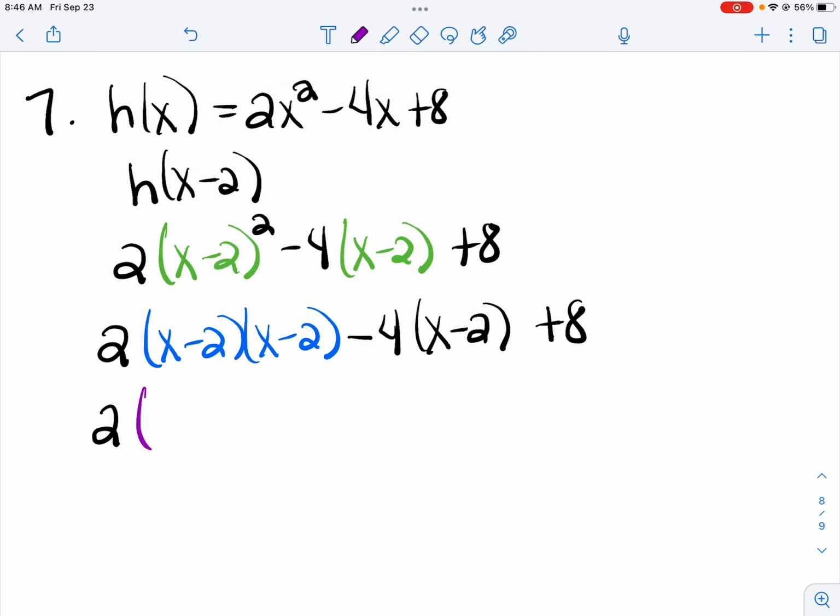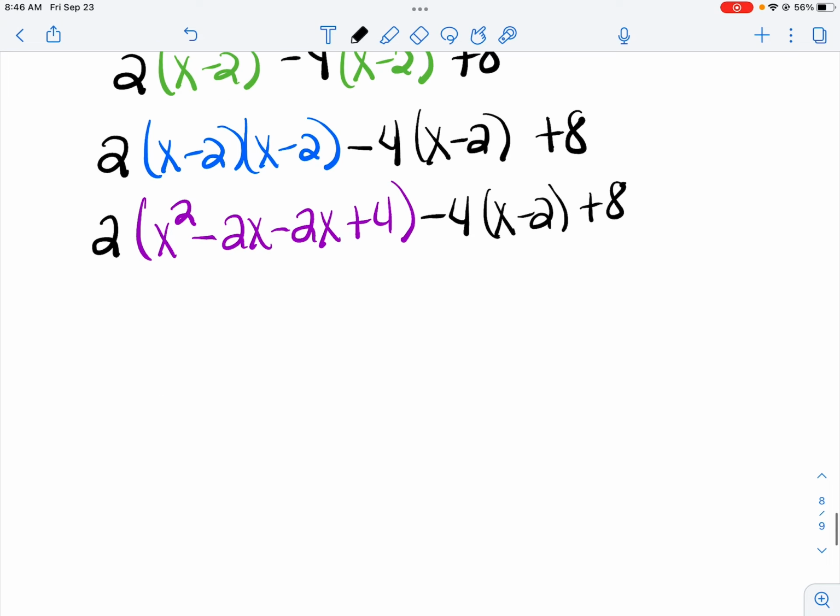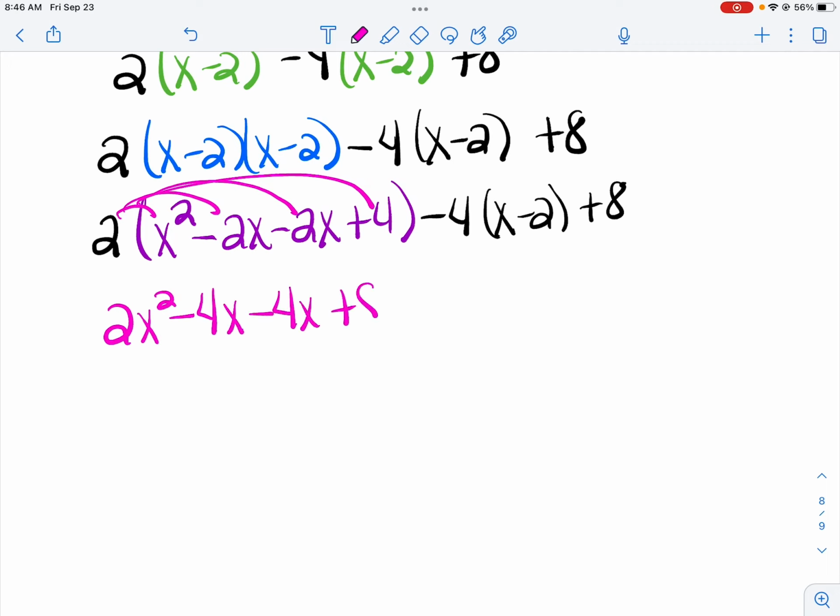Use FOIL to multiply. So the first term is x squared. The outer is minus 2x. The inner is minus 2x. And the last is a plus 4. And bring down the rest of the expression. And now I'm ready to distribute. So distribute that 2. Gives us 2x squared minus 4x and plus 8. Distribute this negative 4. Gives us negative 4x plus 8. And bring down the plus 8 at the end.